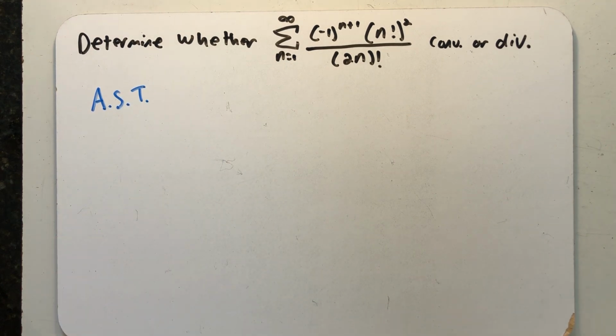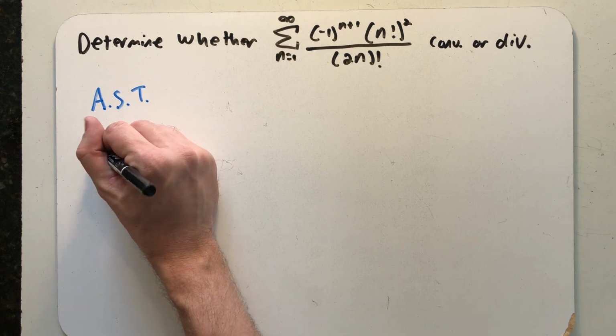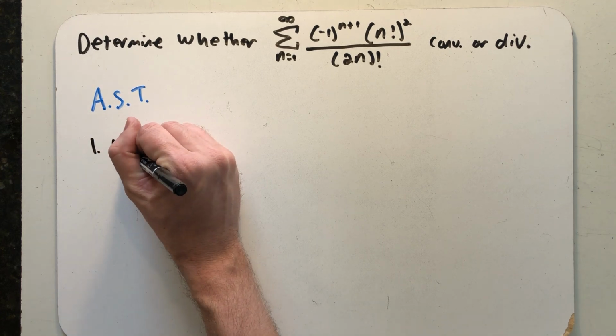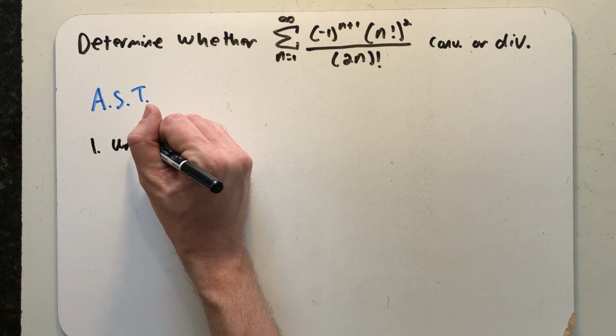And this is going to be a challenge for us because actually if this problem showed up in the wild, I would probably do a different test, and I'm going to show you that at the end of the video. But for now, I'm going to make myself use the alternating series test, which makes me check 3 parts first.